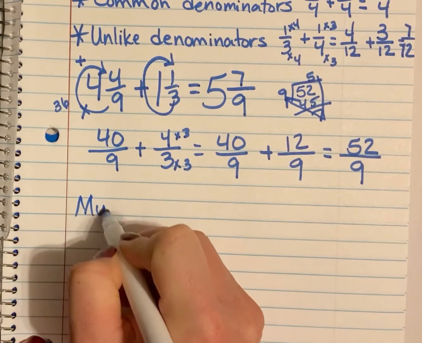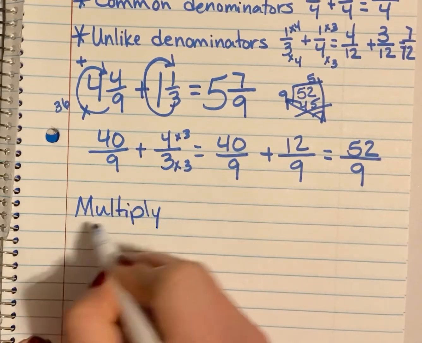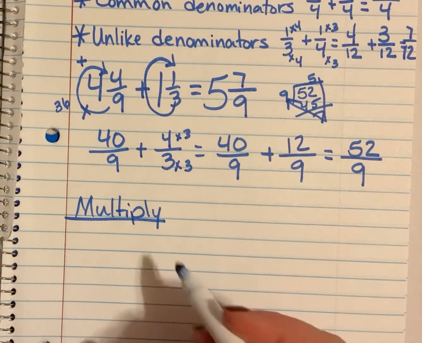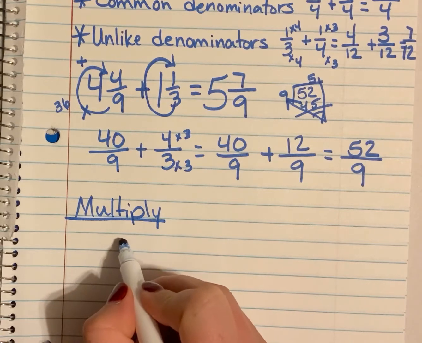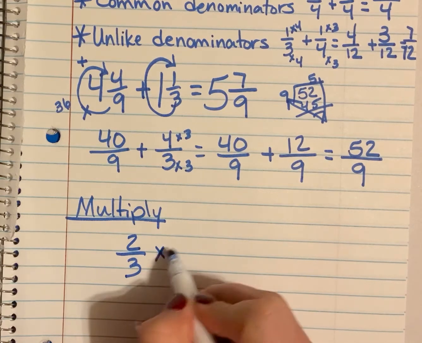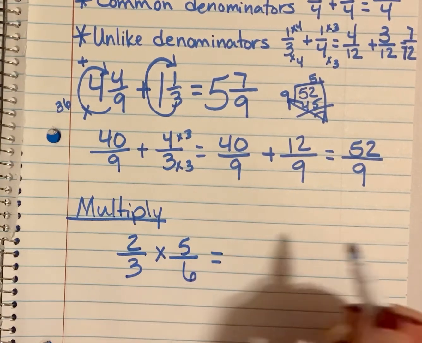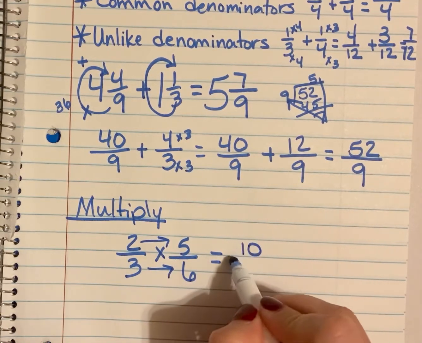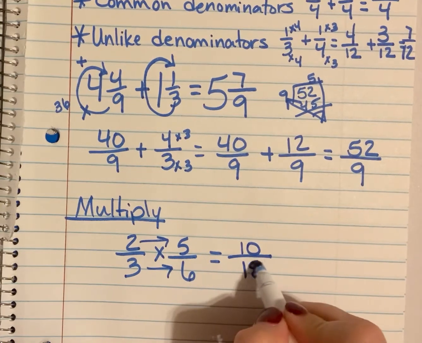Now let's go to multiplying fractions. When you multiply fractions, you want to multiply the numerators, multiply the denominators, and then, if necessary, you always want to simplify your answers. So let's take 2/3 times 5/6. You simply multiply straight across. 2 times 5 is 10. 3 times 6 is 18.